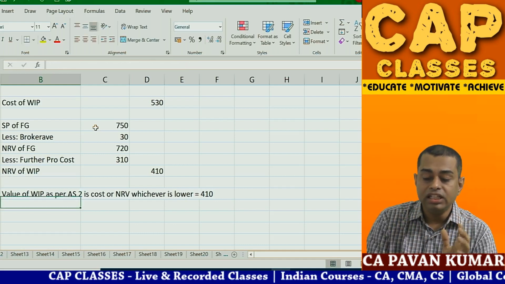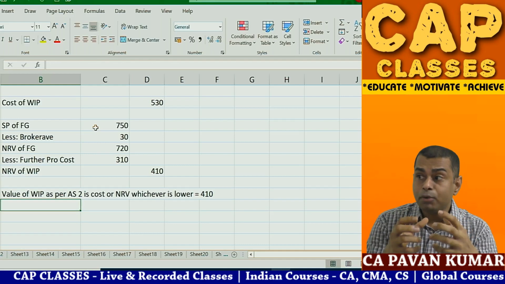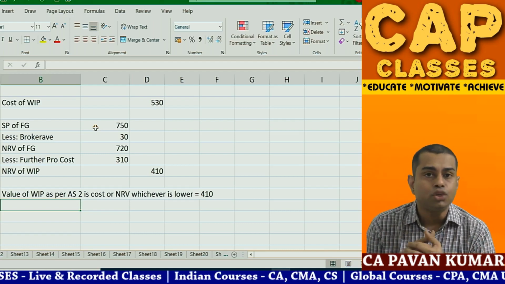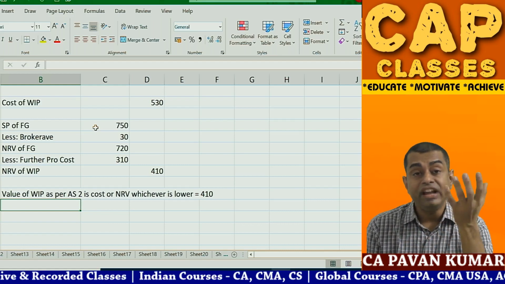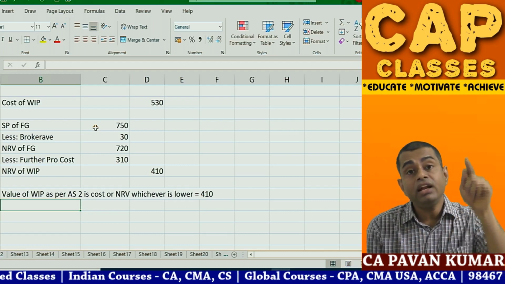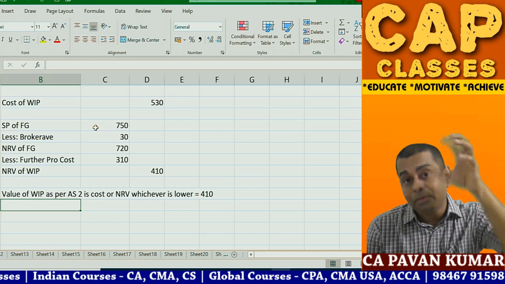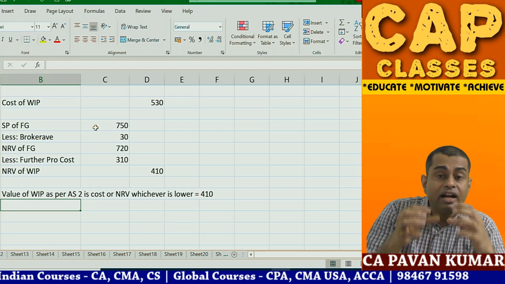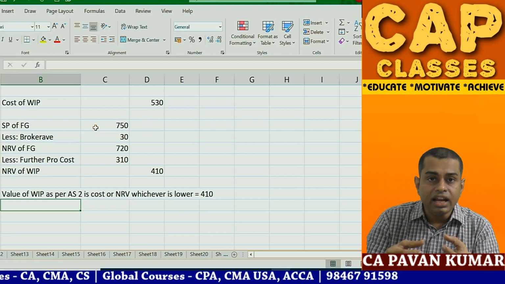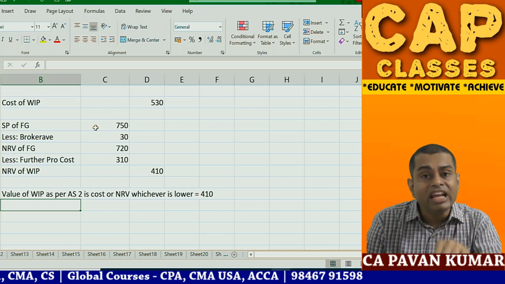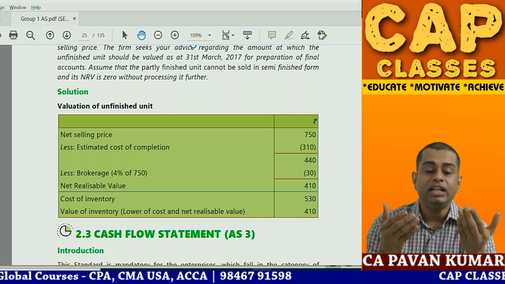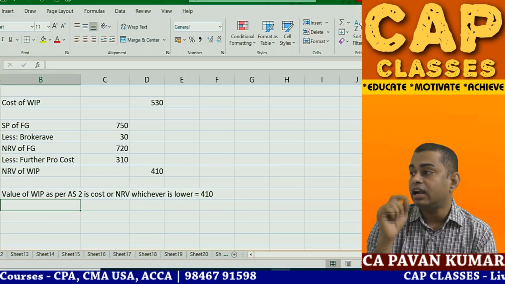Simple. What did we learn in this question? These work in progress units are not saleable in their form and condition at present because they are unfinished goods. No one will buy. So it is very difficult for you to calculate NRV of work in progress. So what we are doing, we have taken the selling price of finished goods as the basis. From there we subtracted its selling expenses. From there we subtracted further processing cost to estimate the NRV of work in progress. That is what we have done in this question. So look here, lower of A or B, that is 410 rupees.